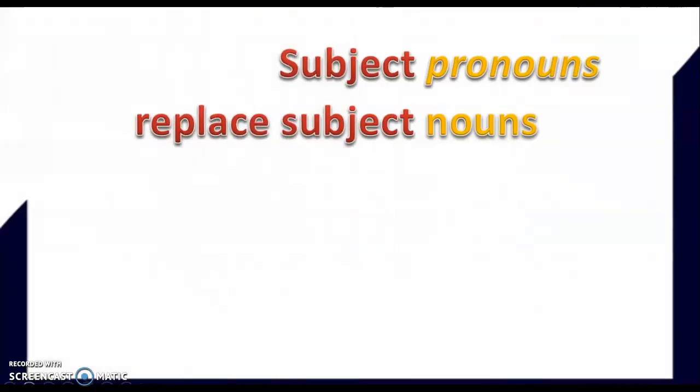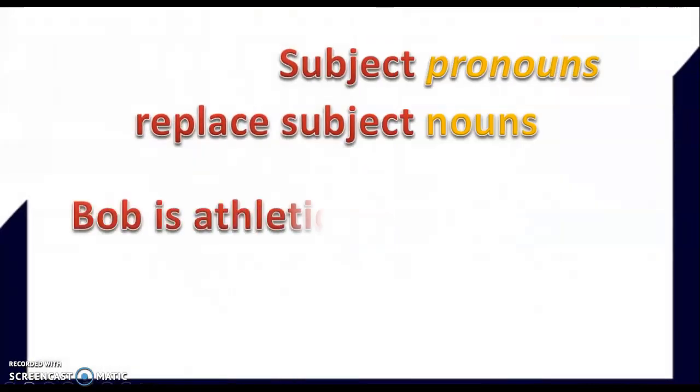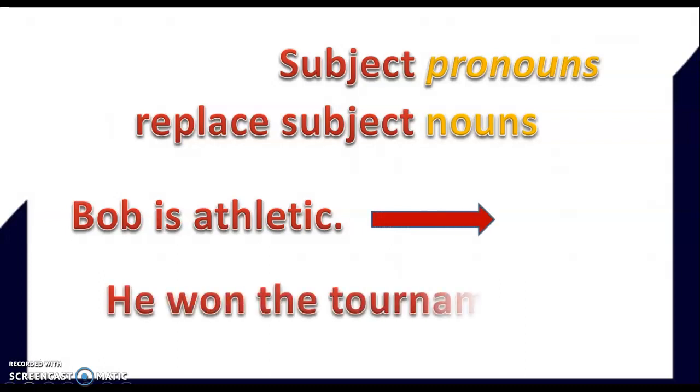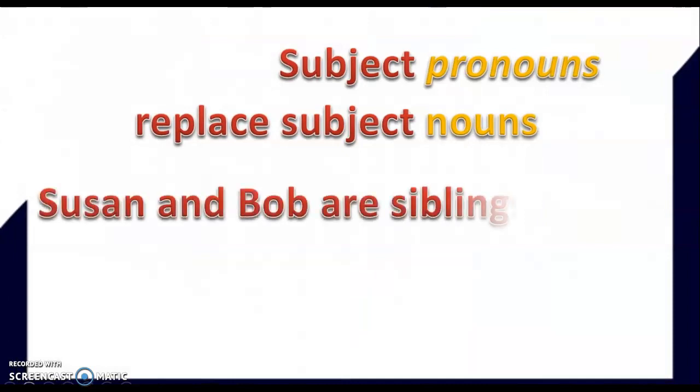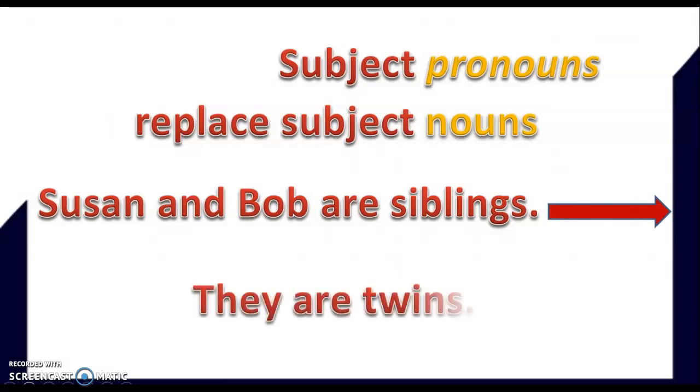Here's another example. Bob is athletic. He won the tournament. The noun Bob is replaced by the pronoun he. He is a subject pronoun. Susan and Bob are siblings. They are twins. The pronoun they replaces the subject Susan and Bob.